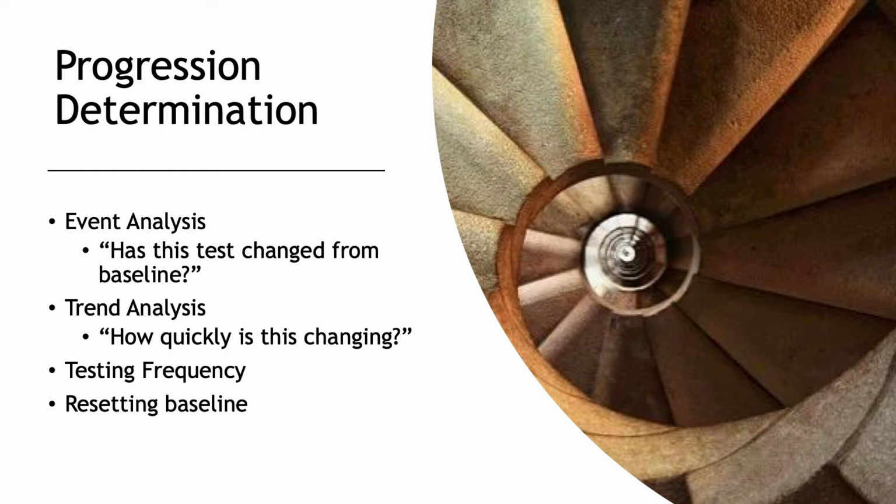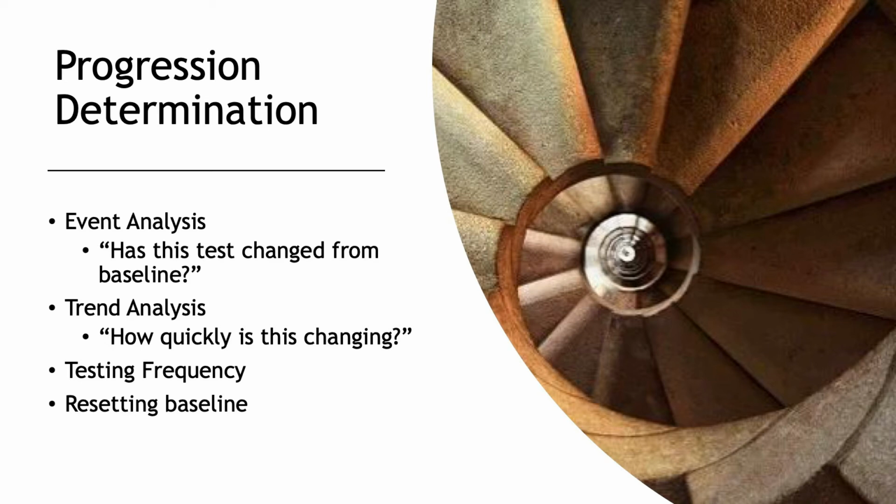And so in general, we're going to look at event analysis, the sort of yes-no question, earlier on when we have fewer tests for comparison. And then we're going to transition into trend analysis, or how quickly is this changing? What's the rate of change when we have more tests? So trend analysis is going to take some metric of your visual field or of your OCT, and it's going to create a regression line over time and tell us what the rate of change is.